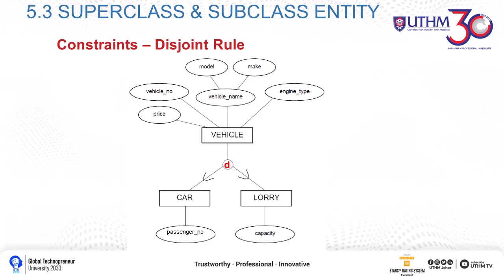Now, I will explain the two constraints in the superclass and subclass relationship. One is the disjoint rule and the other is the overlap rule. We are going to see the example for disjointment first. Vehicle can consist of a car or lorry, but not a combination of the car and lorry unless someone invents a combination of both vehicles in the future. Therefore, the small letter D symbol is placed in a circle linking the vehicle subclass as shown on the slide.